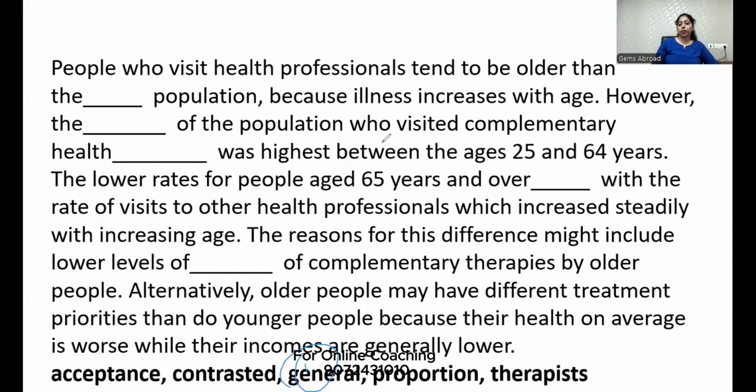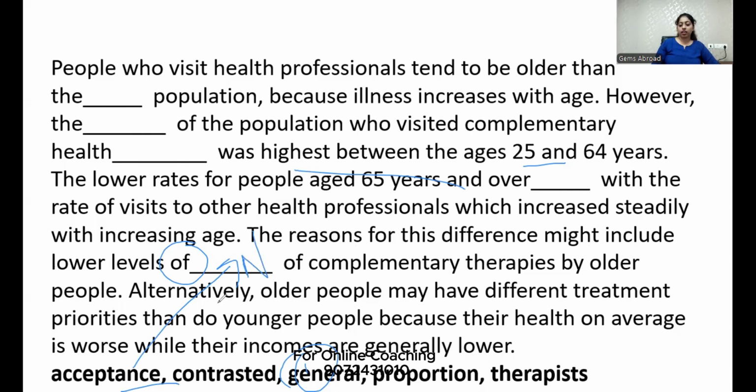However, the dash of the population who visited complementary health, dash was highest between the ages of 25 and 60. However, dash. However, who visited something. The lower rates of people aged 65 and over dash with the rate of visits to other health professions, which increase steadily with increasing age. The reason for this difference might include lower levels of, which is a preposition. You need a noun here. So acceptance is a noun. So words with a suffix, we have a-n-c-e, a-n-c-e. Okay. So that is a noun.